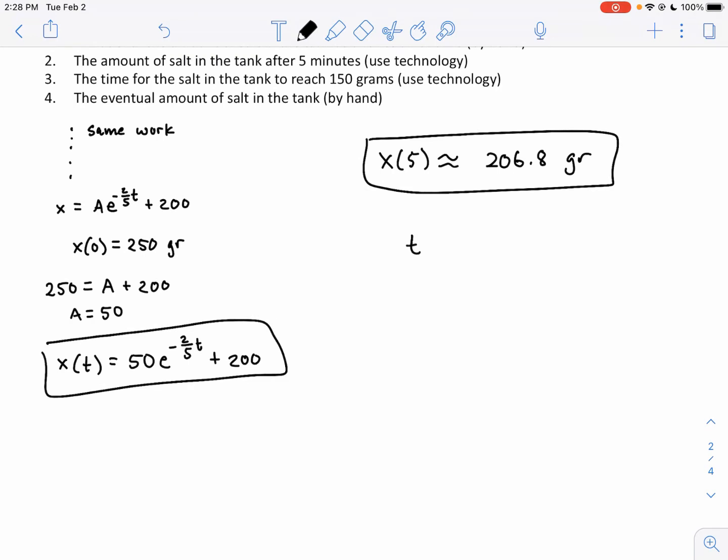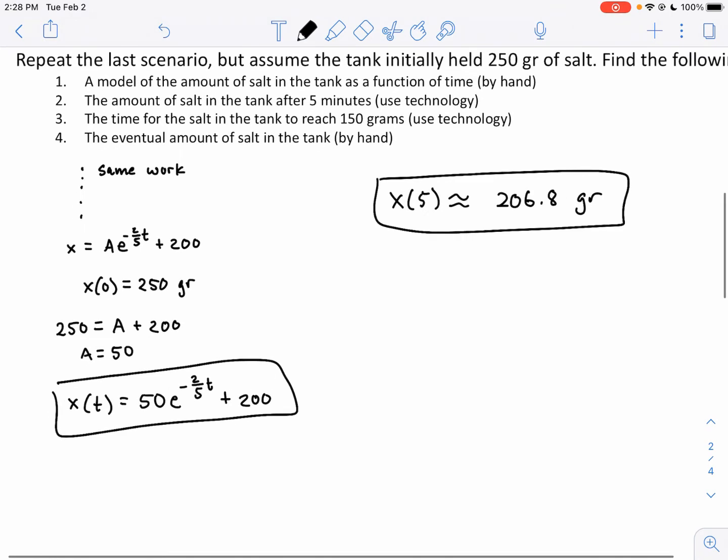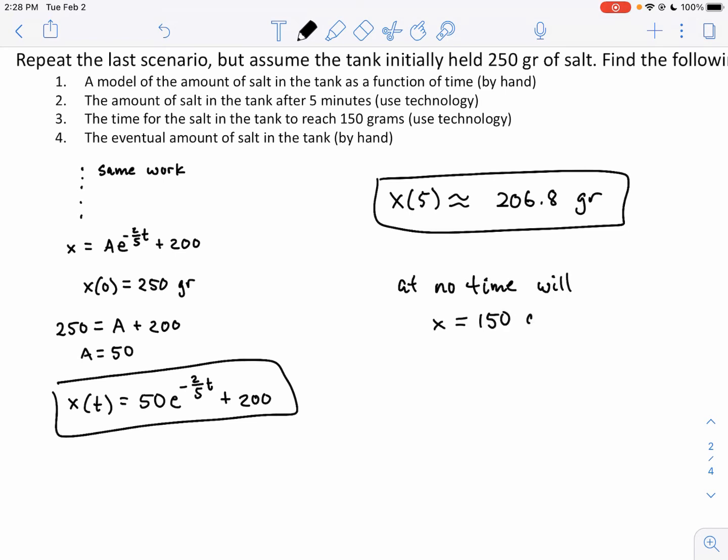Question 3 is, at what time do we expect there to be 150 grams in this tank? And we would say never, right? This started with more than 250 grams, and it slowly dilutes, if you will, down to 200 grams total, which is a concentration of 20 grams per gallon. So there will never be a moment where there's only 150 grams. So for question 3, at no time will x equal 150 grams. And that's how we would answer that third question.